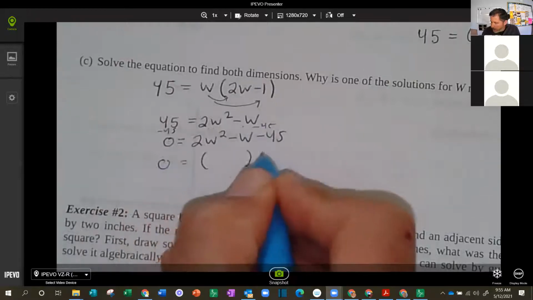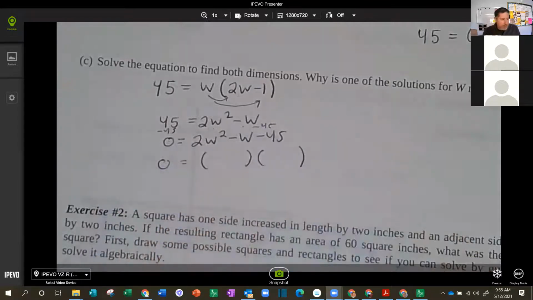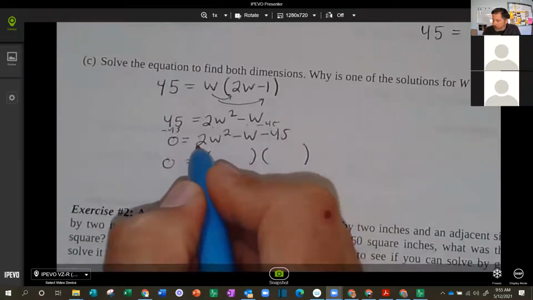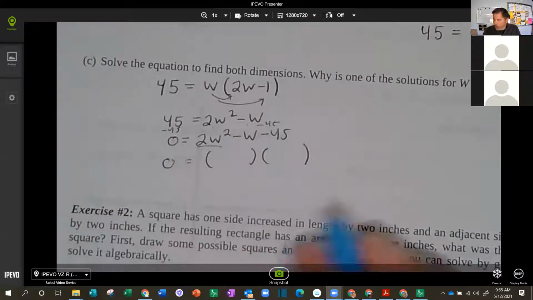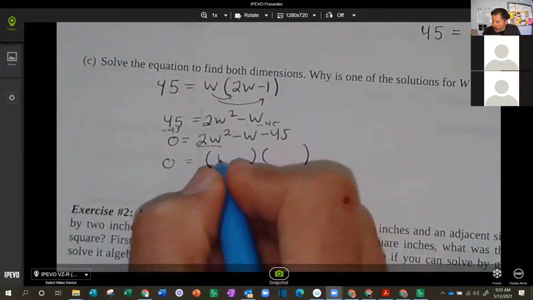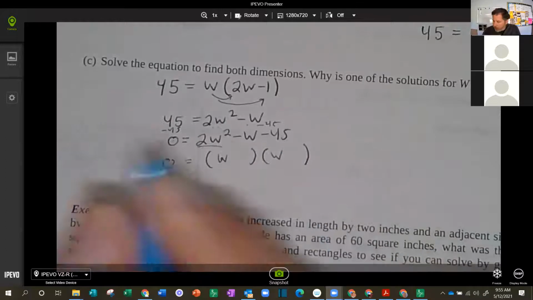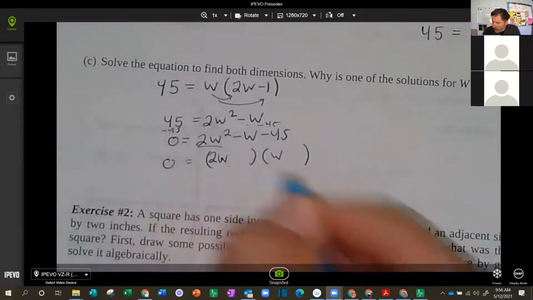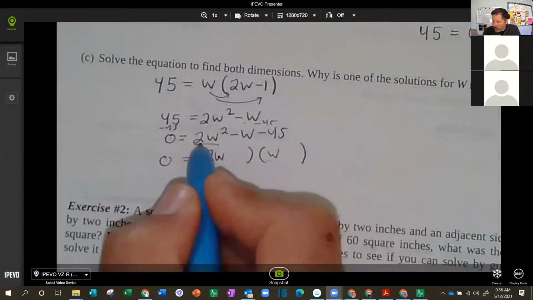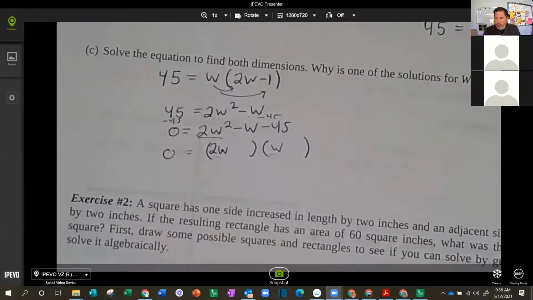I'm going to put 2 parentheses. I'm going to ask you stuff by thinking, and hopefully you have some practice with this, by doing reverse FOIL or factoring. I need to somehow find 2 numbers that multiply to be 2w squared. Do you agree they both have to have w in there? That's the w squared part. I'm going to throw a 2 in there because I know 2w times w does equal 2w squared. That's the only way.